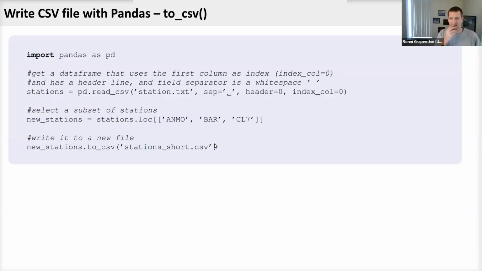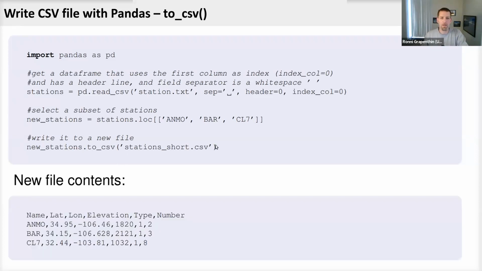Now, if we want to write things to CSV, we do the same thing: we read our station list. We select a subset of stations like we just did. Instead of printing them, though, we save them to new stations, and then we can write it to a new file. We can just say new_stations.to_csv, stations_short.csv, and then we have this content in our file.